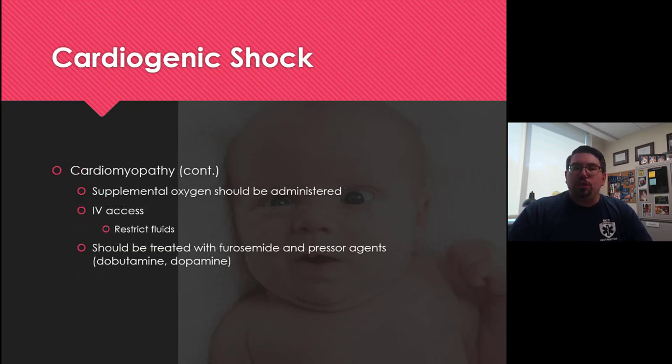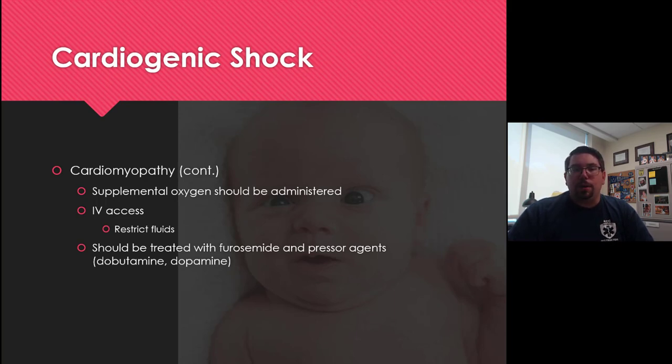We also know as far as treatment, supplemental oxygen should always be administered. We should go ahead and give IV access, or obtain it. But then remember, restrict those fluids in these cardiogenic shock patients. We don't want to make the pump fail more, leading to fluid backing up into the lungs. And then we also make sure that we should be treating with other agents as necessary.